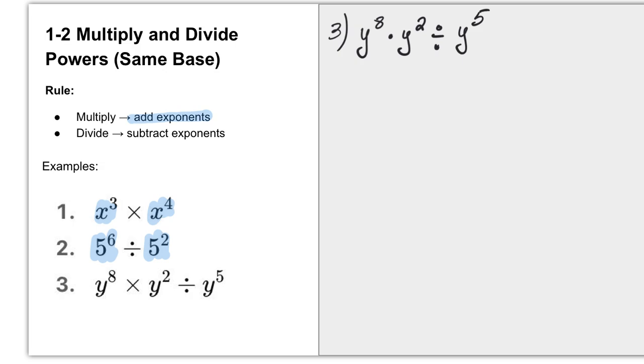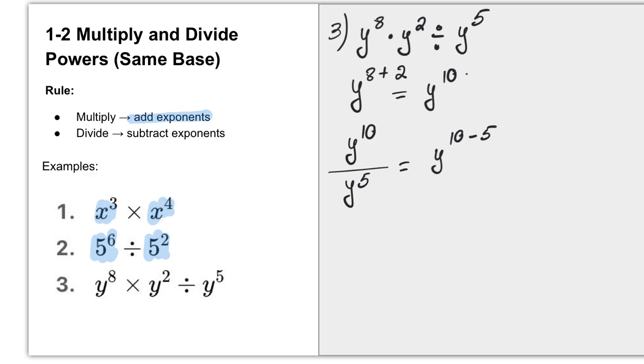First, it's multiplication, which will be adding the exponents. 8 plus 2, which will equal y raised to the 10th power. Then we're going to go ahead and do the division, which will be subtraction: y raised to the 10th power minus 5, and that will equal y raised to the 5th power.